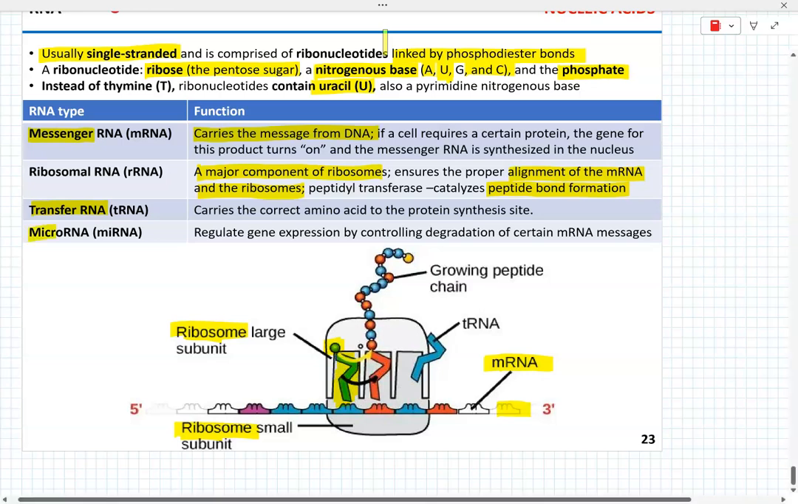Lastly, microRNA or miRNA can regulate gene expression, can regulate protein synthesis by selectively controlling the degradation of the genetic messages in the form of messenger RNA. Next time, we're going to start talking about a cell.